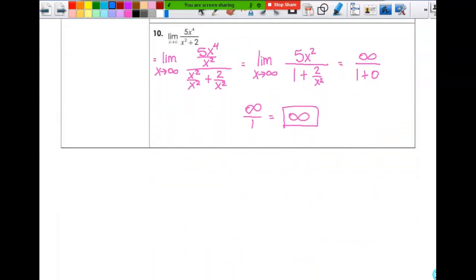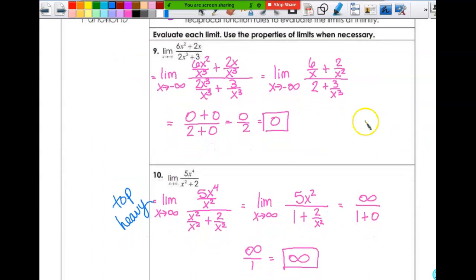Then let's look back at the last ones we just did here. Let's look at number 10. So this one, x to the 4th and x squared, so this one is top heavy. Your rule for top heavy was none, right? Didn't have one. And it doesn't because it goes to infinity. The horizontal asymptotes are going to stop it from going to infinity, so there is none. And then this one here, we look at these two, this one is bottom heavy.